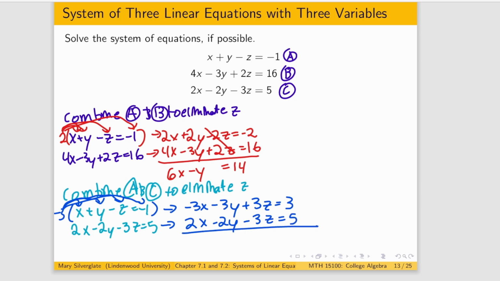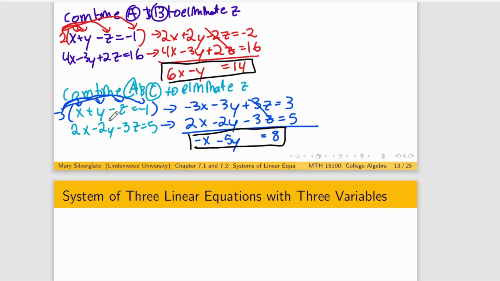Negative 3x plus 2x gets us negative x. Negative 3y minus 2y gets us negative 5y. Positive 3z minus 3z makes 0. Positive 3 plus 5 makes 8. So we've really just combined these to make a new system of two equations with two unknowns to at least find our x and y, and then we can further work to find our z. So I'm just going to rewrite our system of two equations with two unknowns.